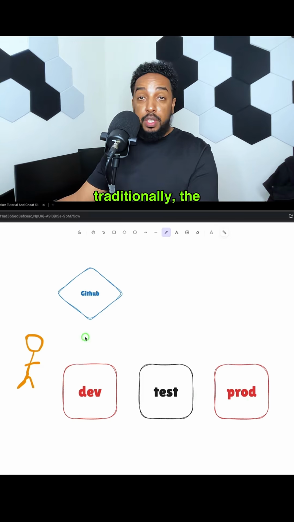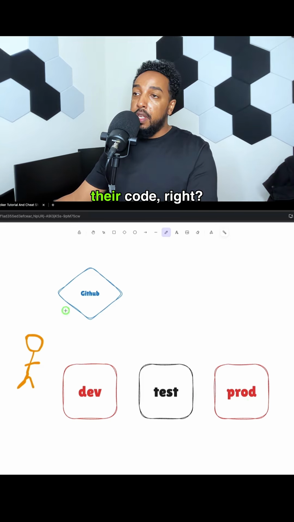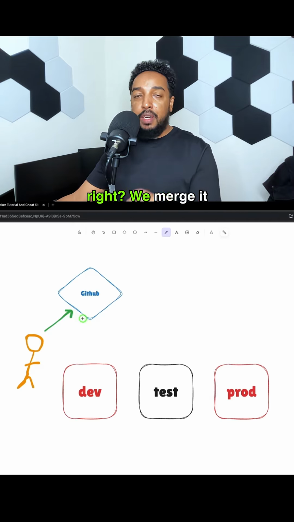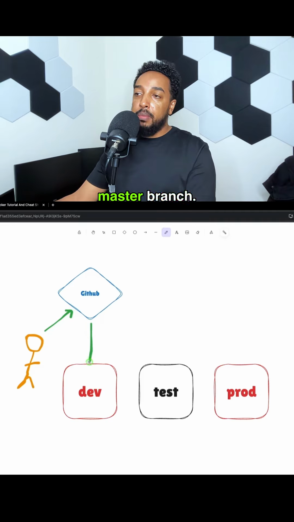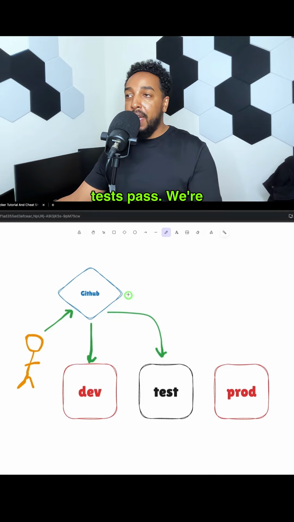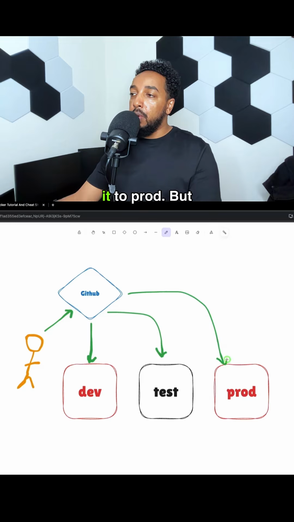Traditionally, the way it works is developers will put their code into GitHub, and the CI/CD pipeline will pick up the code. Let's say we merge it into master. We're going to take the master branch and deploy it to dev. Then everything is good, tests are passed. We take that branch and deploy it to test. Then if everything is good and tests passed, we take that branch and deploy it to prod.